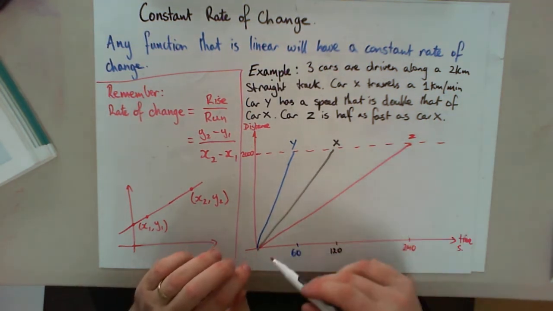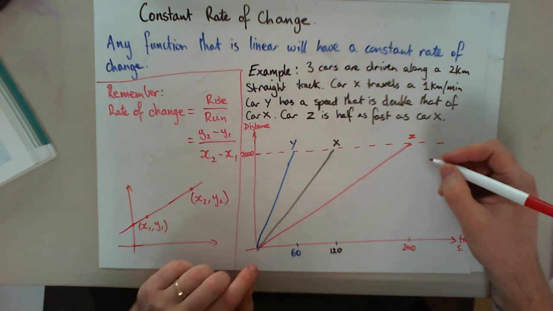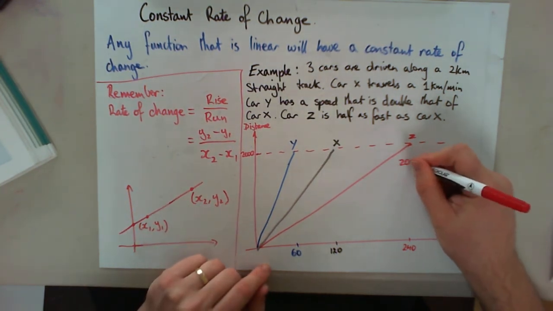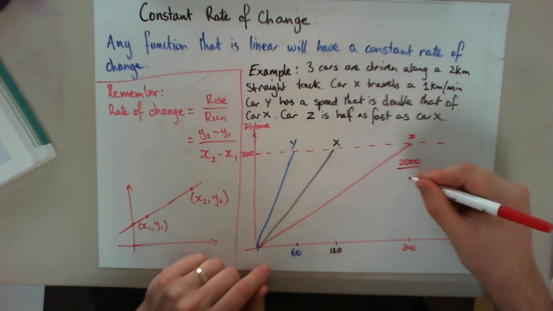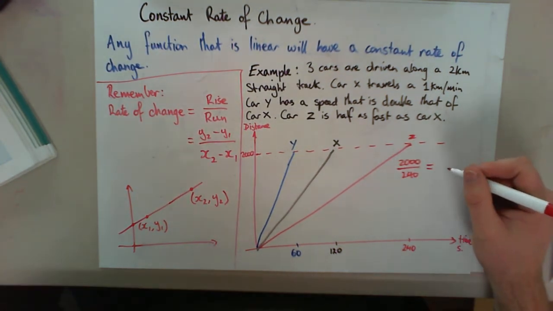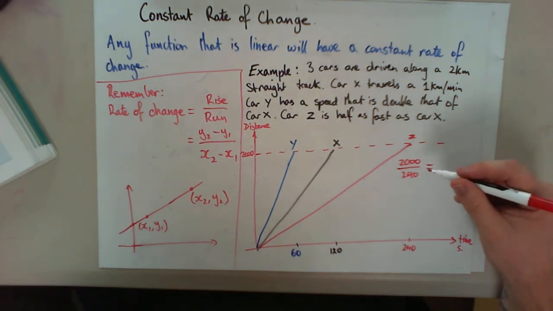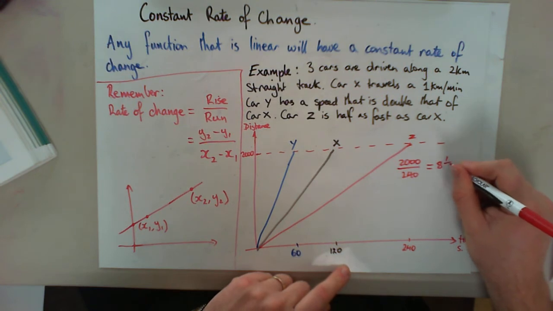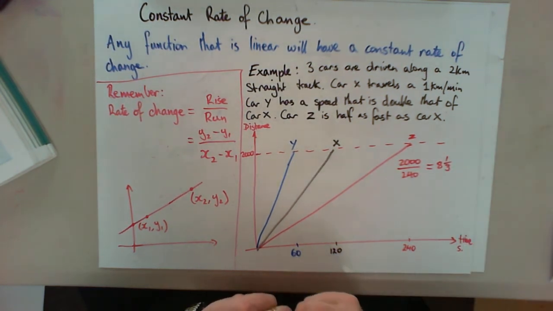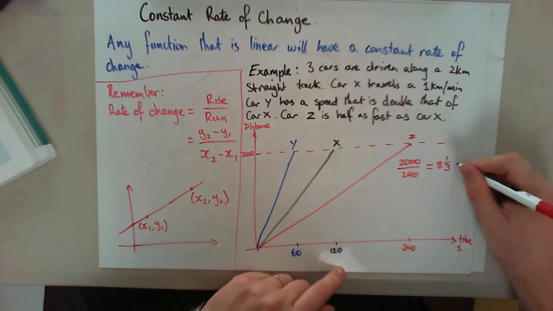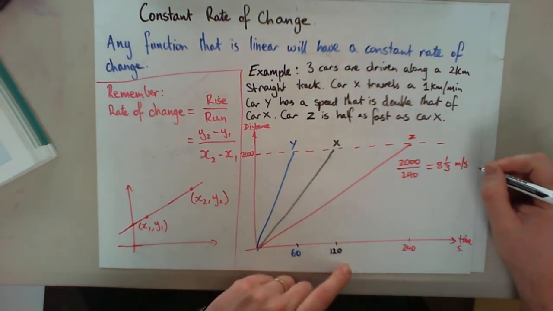Now if we look at our gradients, let's start with car Z. For car Z, we have a rise of 2,000 meters over a run of 240 seconds. Our rate of change is 2,000 over 240, which can be simplified to 8 1/3. That's 8 1/3 meters per second.